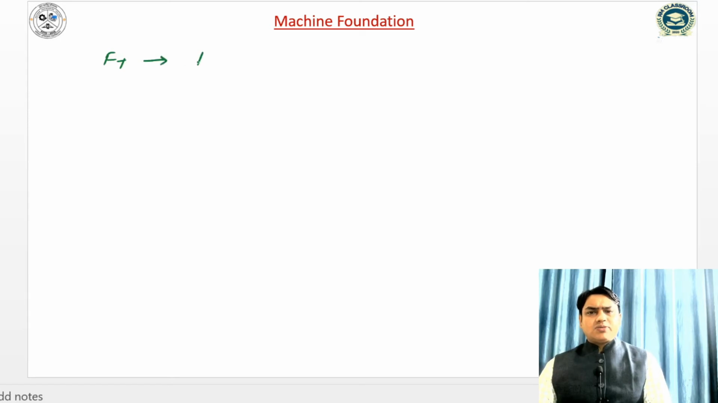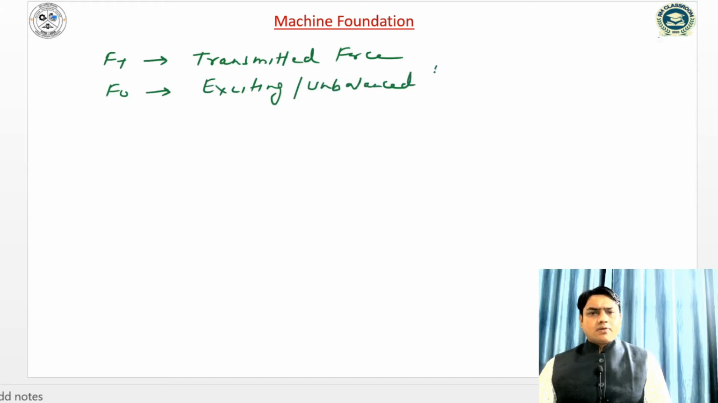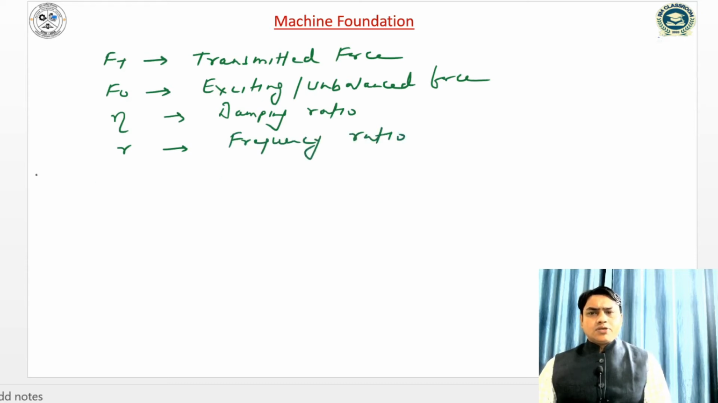So if I write, Ft is the transmitted force, F naught is the exciting or unbalanced force, and eta is the damping ratio, and R is the frequency ratio. The equation can also be written as Ft by F naught.